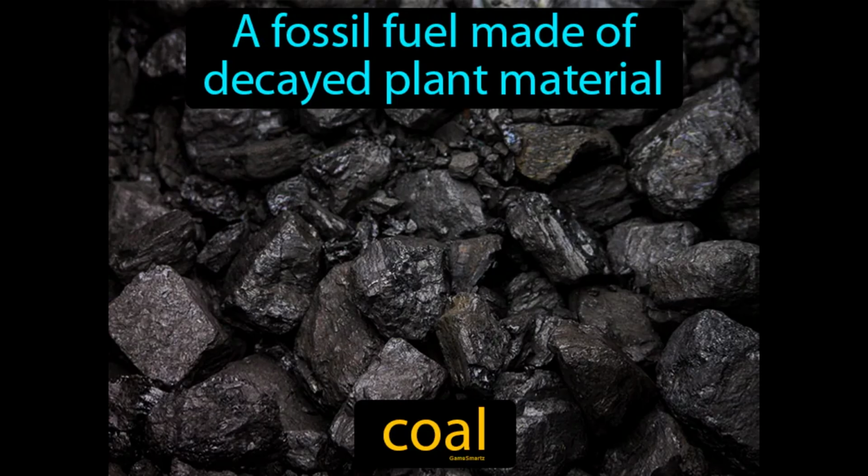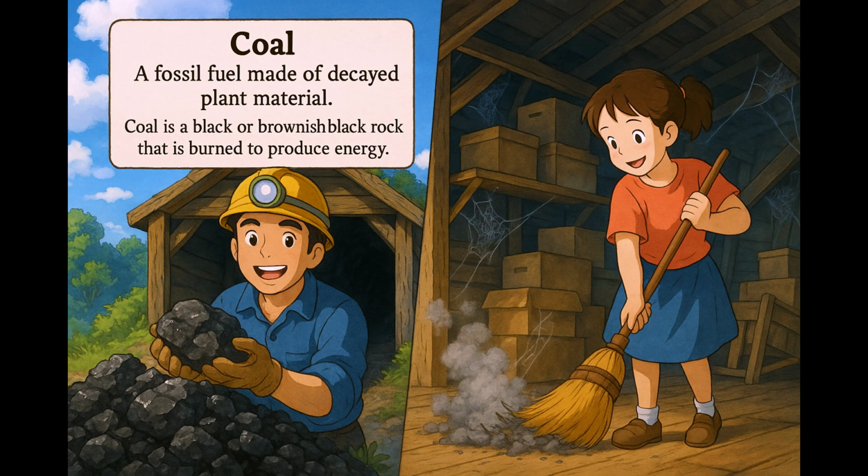A fossil fuel made of decayed plant material, coal. It is a black or brownish black rock that is burned to produce energy. Imagine trying to clean out an old attic filled with items that have accumulated dust and cobwebs over decades. Just like the attic holds objects from the past that have slowly transformed from their original state, coal is formed from ancient plant material that has decayed and compressed over millions of years.